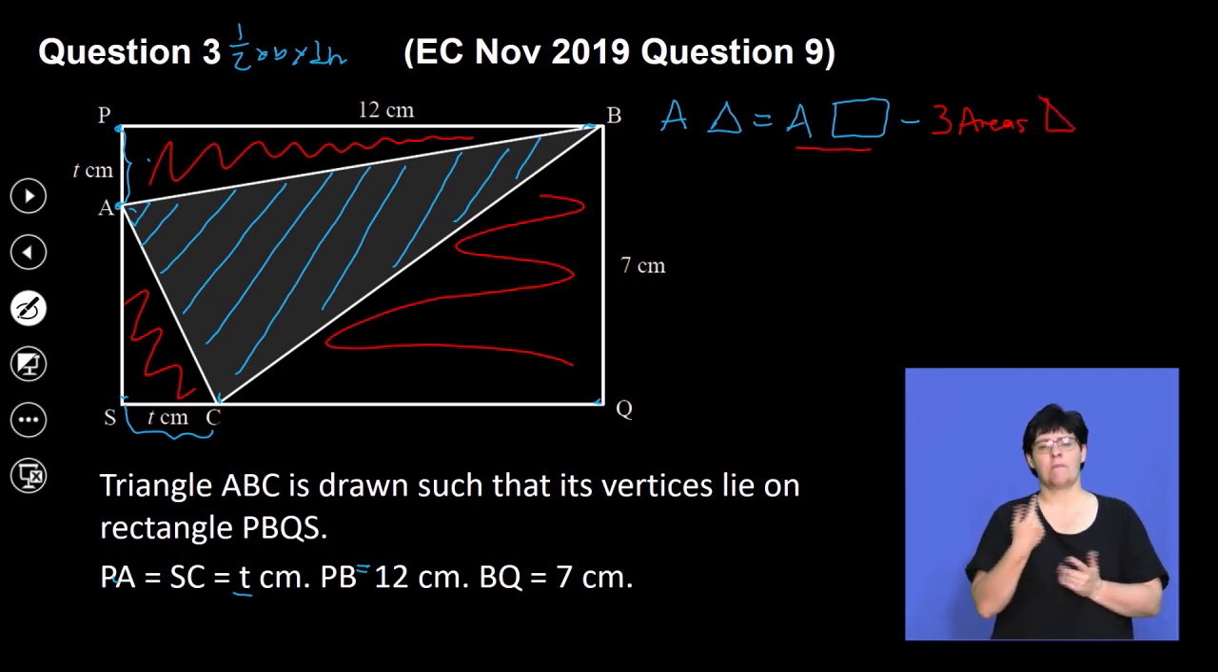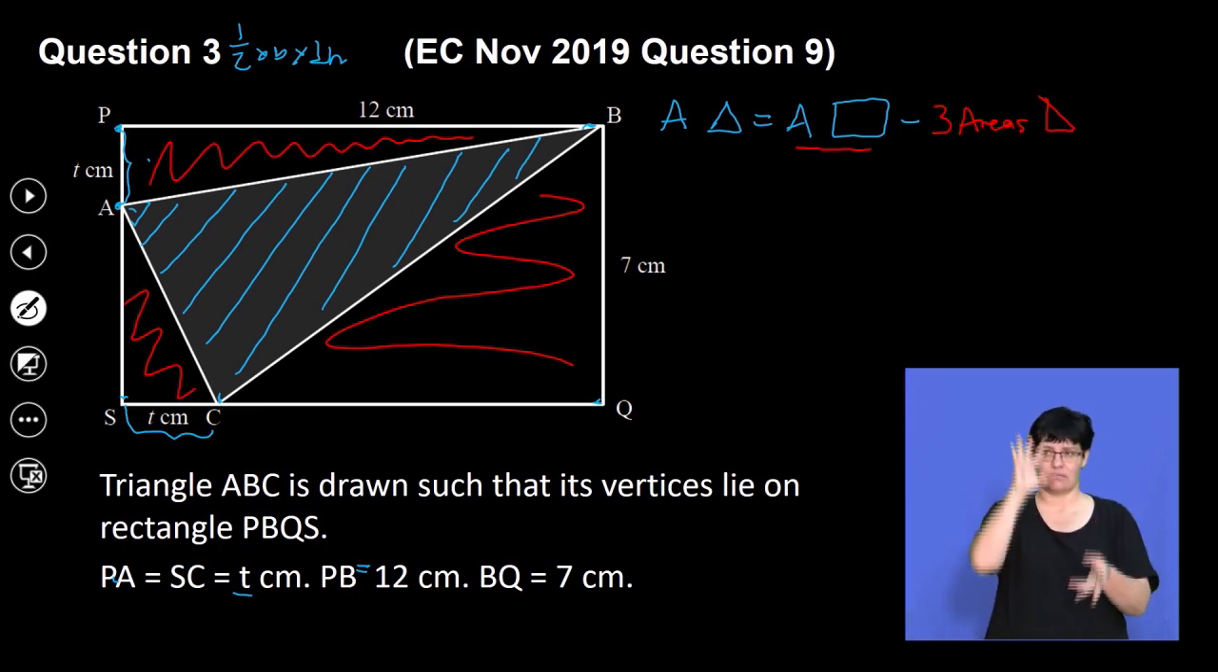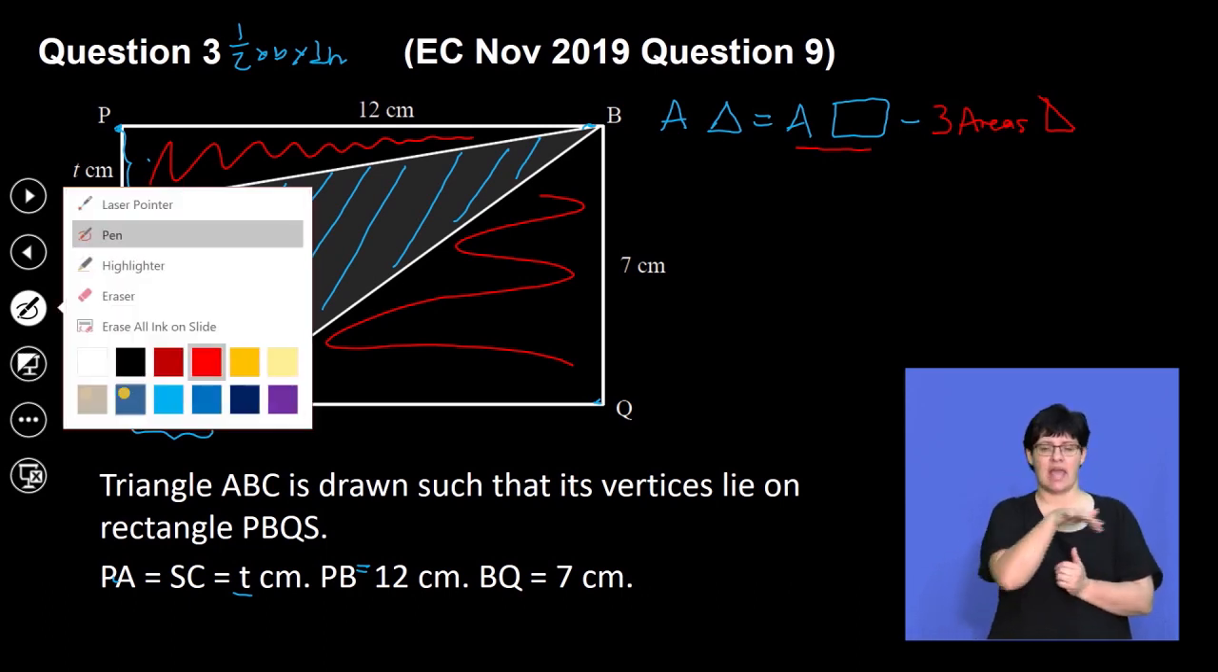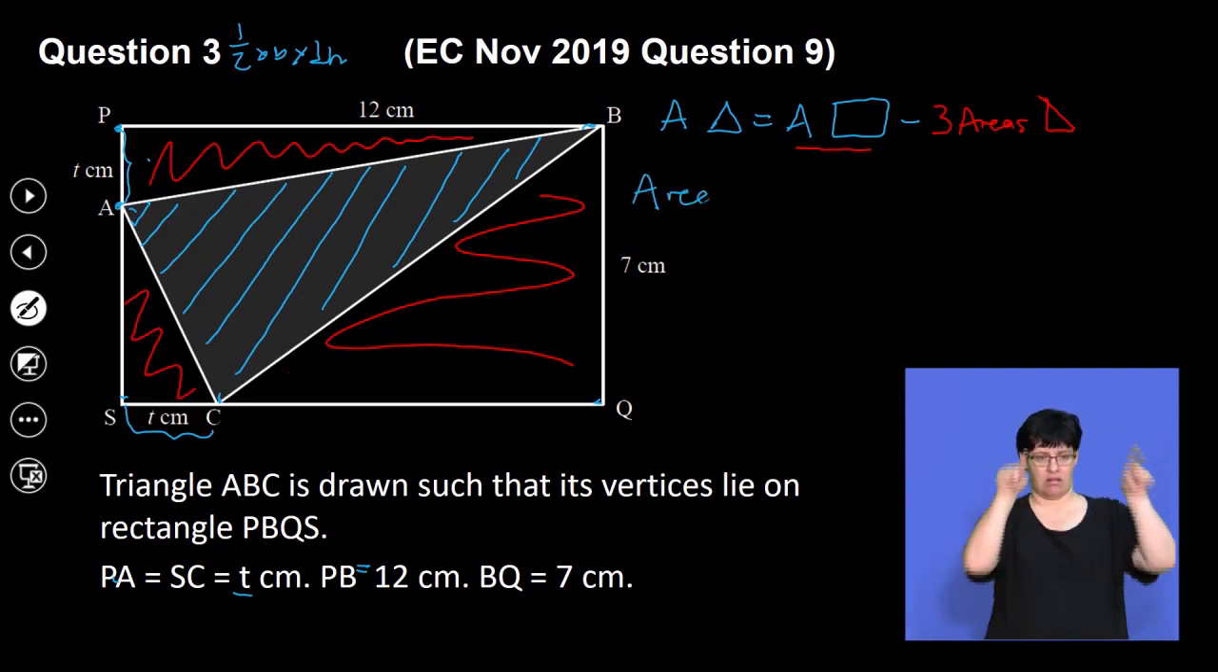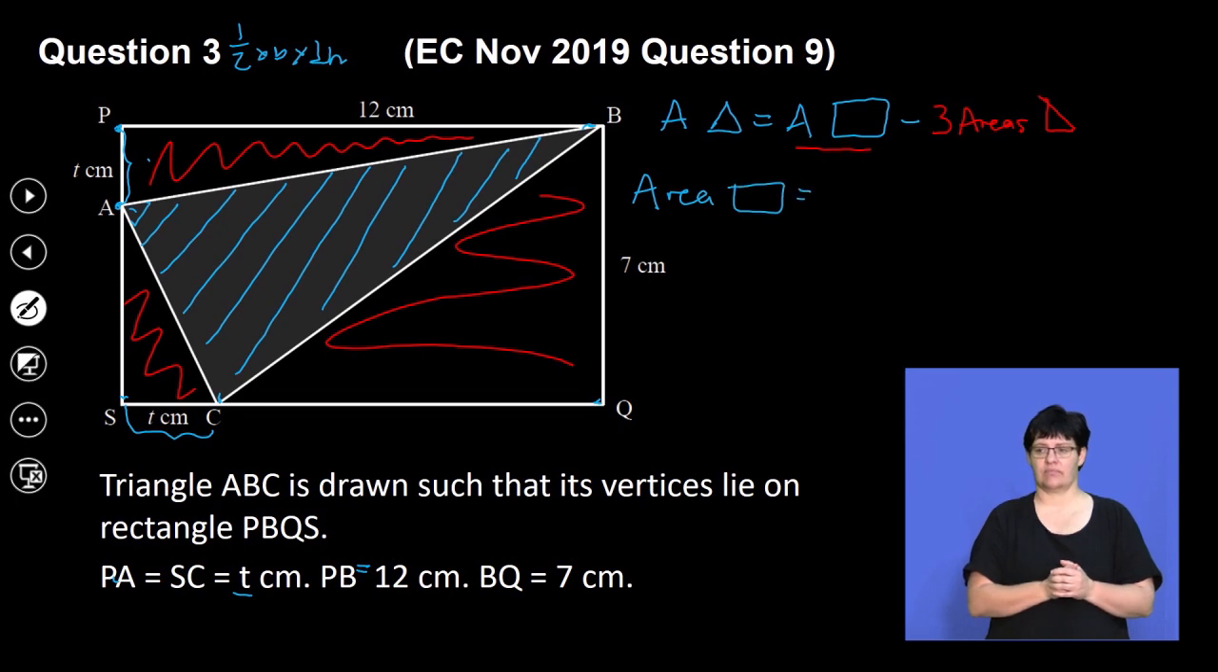Okay, so I'm going to break this up into parts and then bring it all together at the end. So let's first look at the area of the rectangle. That's obviously just length times width, or length times breadth. So that is going to be 12 times 7, which is 84 centimeters squared.